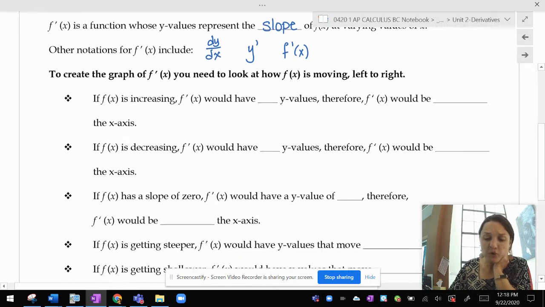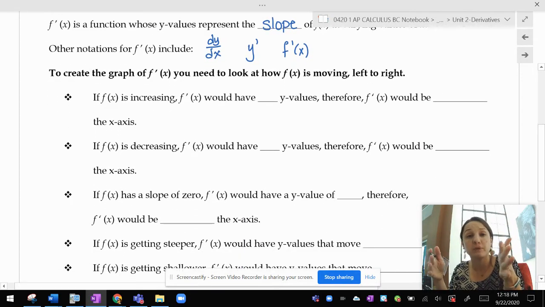And so if I want to create the graph of the derivative, in other words, the derivative for all the x values, I need to look at how f of x is moving. Because if f prime is the slope, that slope is telling you how steep f is and how it's moving when we look from left to right.